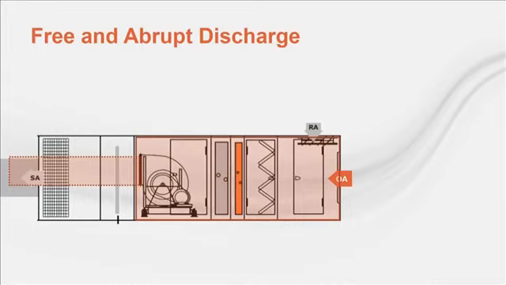Here's an often overlooked example of system effect: a free and abrupt discharge off a house fan embedded in a larger piece of equipment. That is, a situation where the fan is not the last section in the airstream, typical of units with blow-through components or return fans.